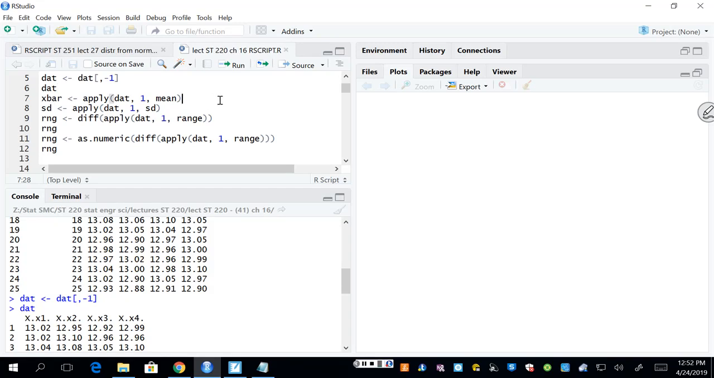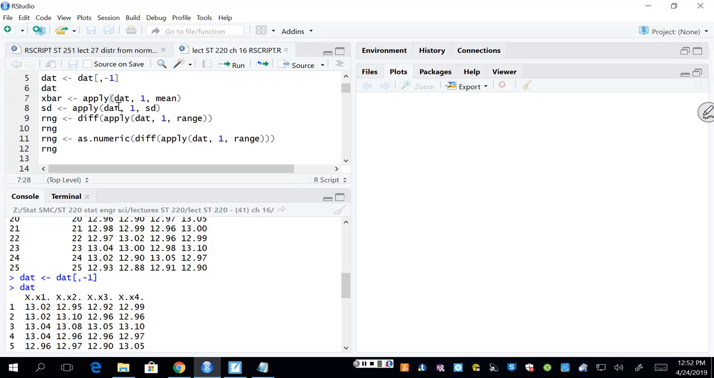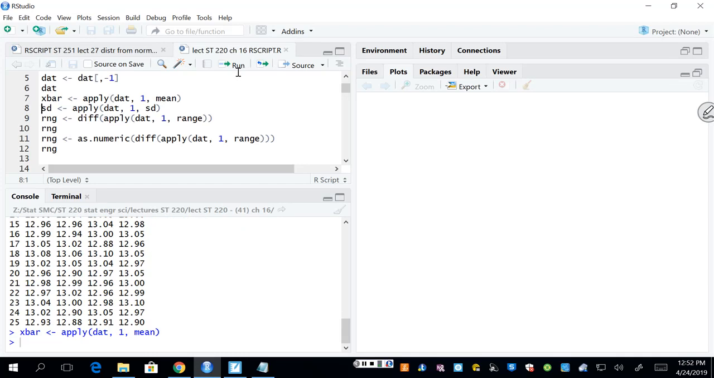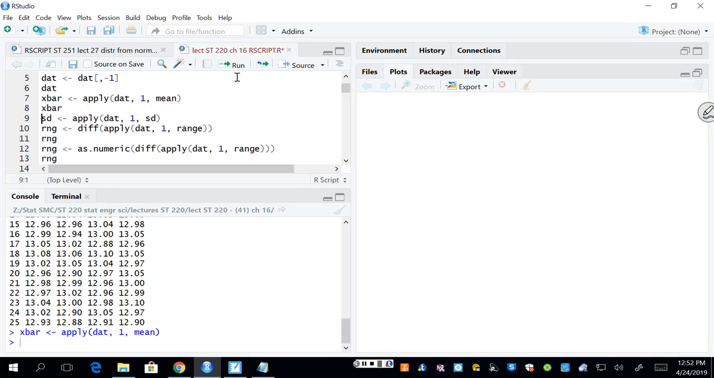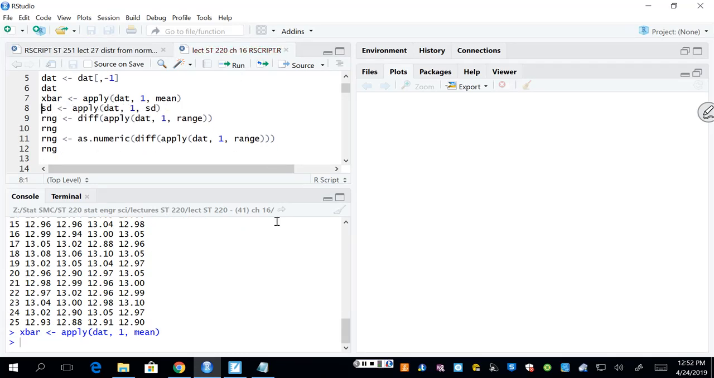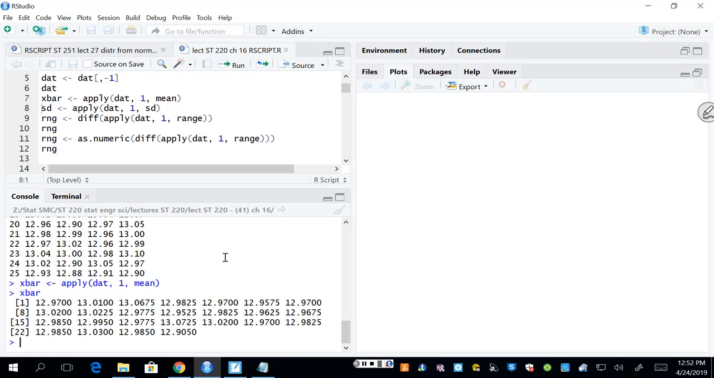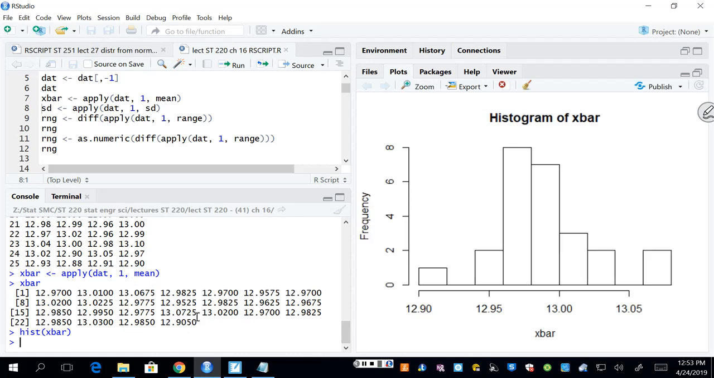So let's compute the average every time. With apply, dat is a matrix. It has rows and columns. If I want to take the average across the first dimension, this command does that. Now my x bars are these 25 averages. Here's my histogram of my 25 averages. I want to know, do any of these look like they're kind of out of control, or did something go wrong with the process?